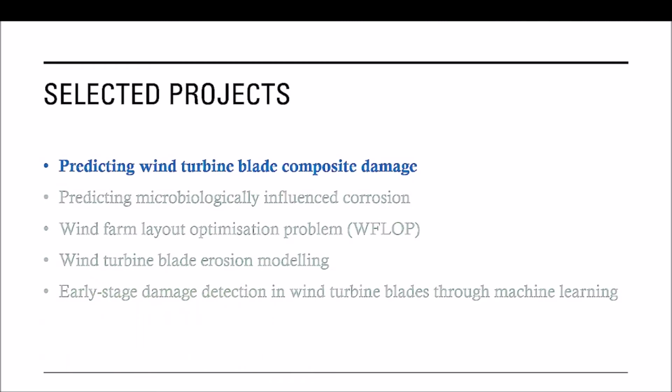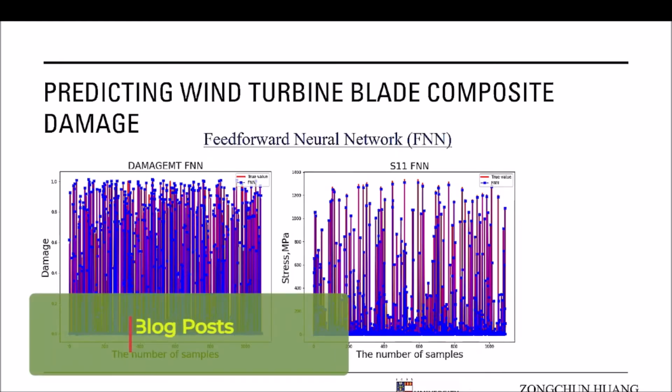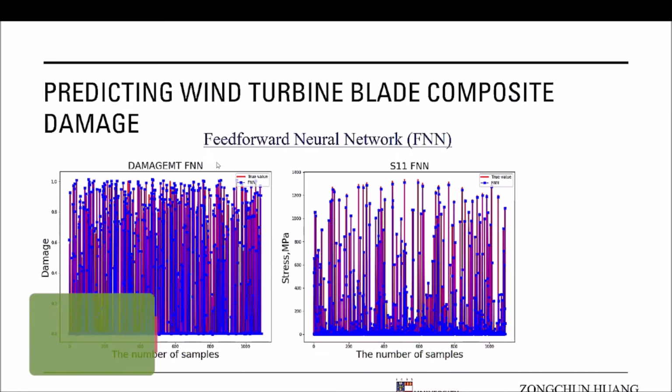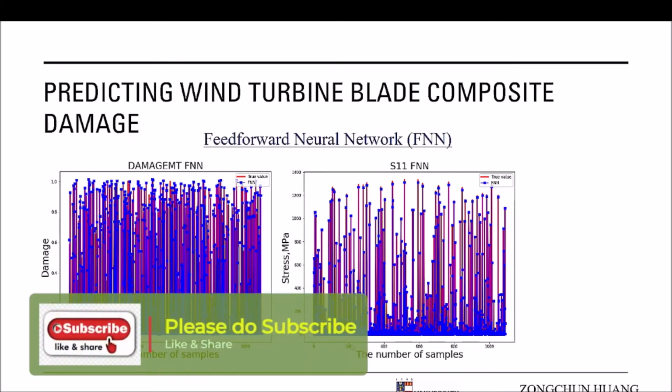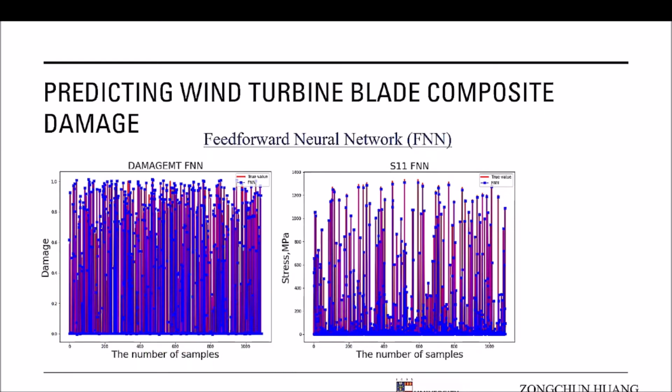Okay, so I will quickly go through it. Let's start with the first one. In this case, I will always give credit to whoever has done the work. He was one of my MSc students in renewable energy engineering, Zongchun Huang, and he developed a feed-forward neural network (FNN), and he was able to predict the composite blade damage as well as the stresses in the blade using a feed-forward neural network, or FNN. So if you're interested in this application, you can always get back to us.